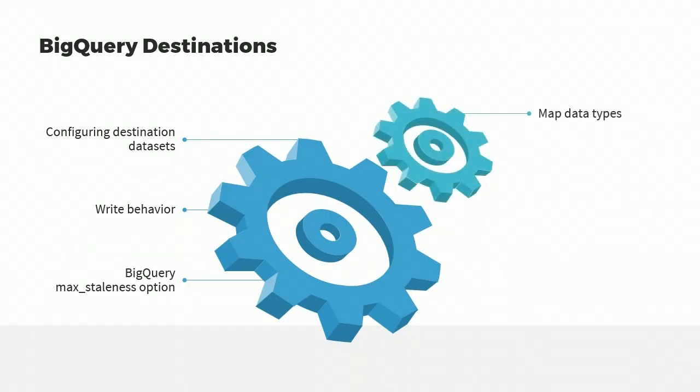There's also map data types. A map data type just means how exactly we map a data type from one of these services, such as Postgres or Oracle or RDS or Cloud SQL, into the data types that are supported by BigQuery. There's a way to handle that as well, and that's dependent on the system that you are migrating from.